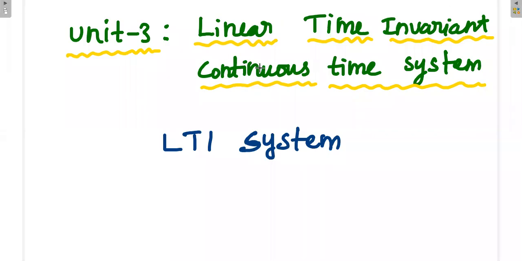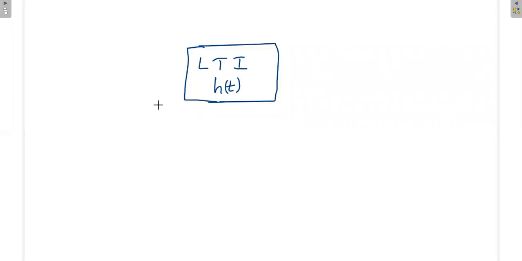Unit 3 is linear time invariant continuous time system, that is called LTI system. If the system is both linear as well as time invariant, then we call that system a linear time invariant system. Suppose an LTI system is given whose impulse response is h of t, and we apply input x of t, then the output of the system is y of t.